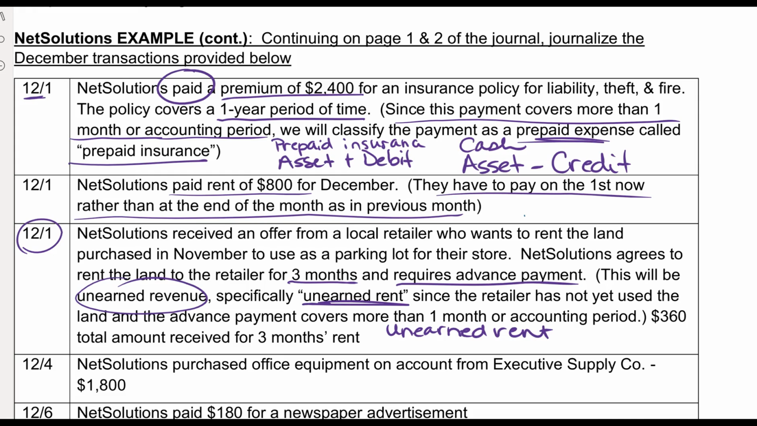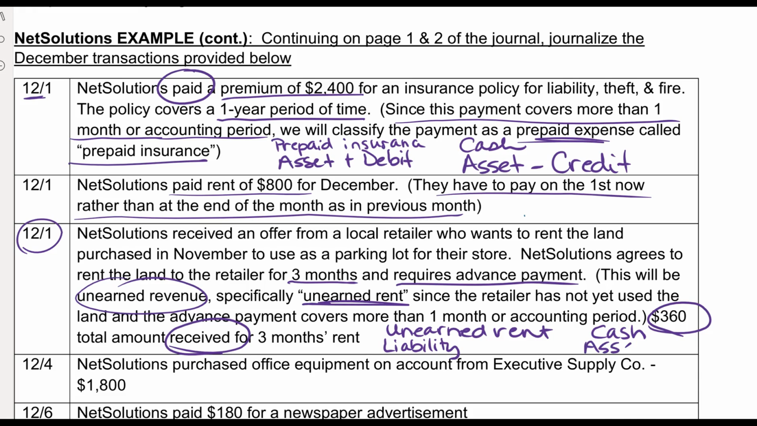And because they received this money, then we've got cash. So unearned rent, I'm telling you, is a liability account. Because if for some reason, depending on their contract, but anytime you collect money ahead of time, ahead of doing a job, it's a liability until you fulfill your duties as the one collecting the revenue. So that makes it a liability.